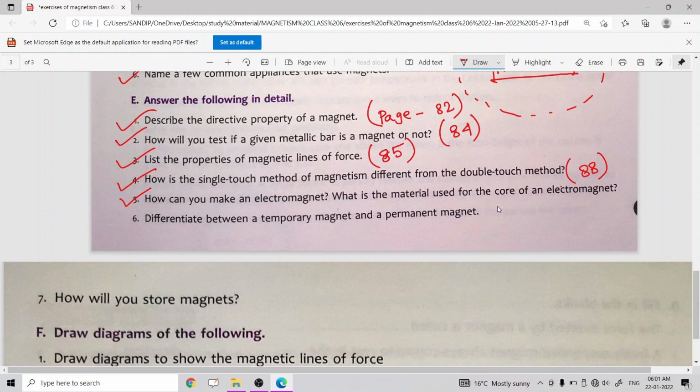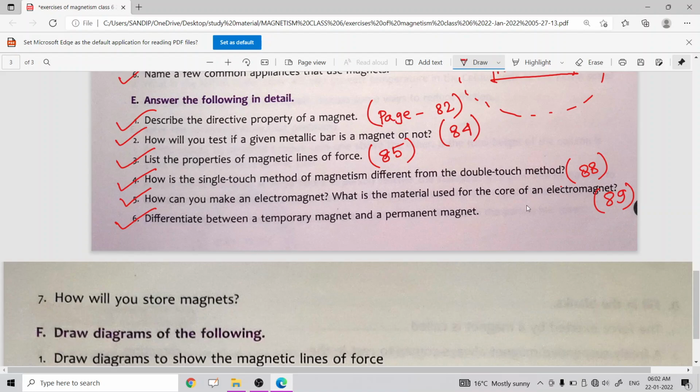What is the material used for the core of an electromagnet? It is obviously soft iron, because soft iron does not retain its magnetism once the current is switched off. That is why it is used, and we can say it is a temporary magnet. You can get the answer from page number 89. Now we move to our next one, that is the difference between a temporary magnet and a permanent magnet.